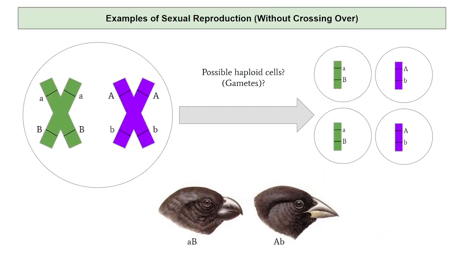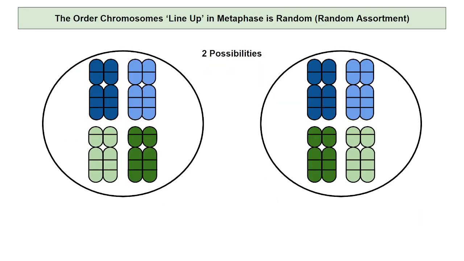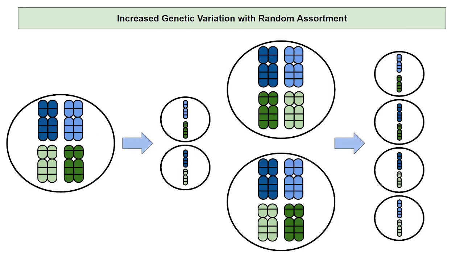Where these chromosomes line up during the metaphase is completely random. So our diploid cell could have dark blue over light green, or it could have dark blue over dark green. So they don't always line up in the same exact way. The way they line up is completely different. And we refer to this as random assortment. And this random assortment is going to increase the amount of variation that we have in our population.